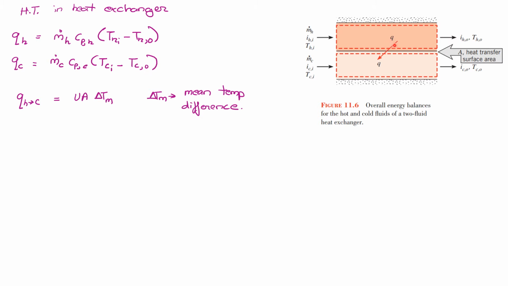Now the Q here is the heat exchanged between the hot fluid and the cold fluid, which I have represented as QHC, and that is represented by the overall heat transfer coefficient times the area, which will be this area here, times the delta Tm, where delta Tm is the mean temperature difference.